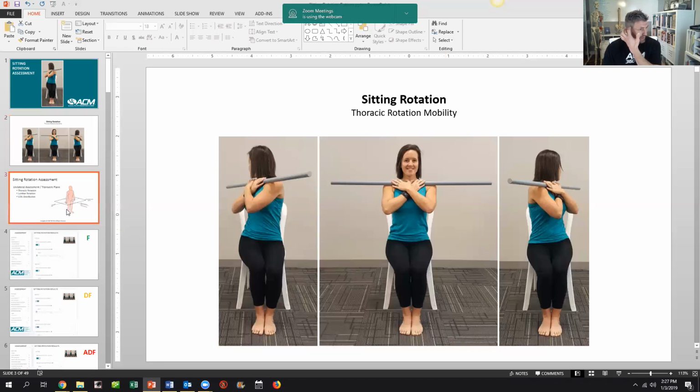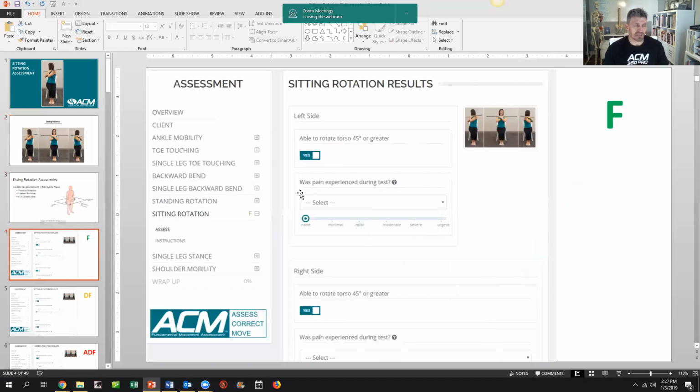So moving on, like we said, it's transverse plane. When it comes to the software, we're just asking now, are they able to rotate toward their left side to 45 degrees, yes or no? In this case, it's a yes. And the right side, yes or no? And in this case, it's a yes. And if they have any discomfort or anything experienced, we can add that in there. So that would result in a functional pattern, right and left both at 45 degrees.